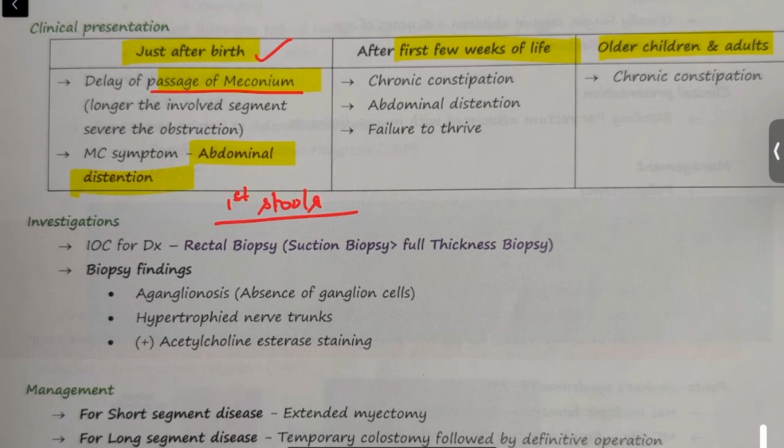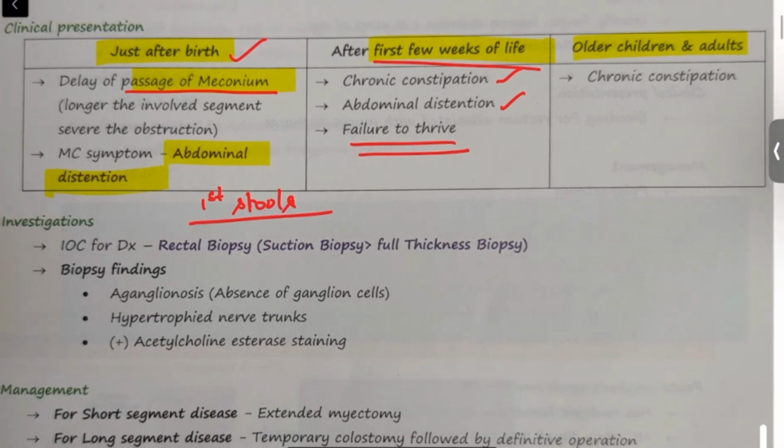Usually we assess passage of urine and passage of stools in newborns, right? If there is delay in passage of meconium or stools, then we have to look for abdominal distension. If both of these are there, then there is a high chance of Hirschsprung's disease. If the disease presents after the first few weeks of life, there will usually be chronic constipation, abdominal distension again, and failure to thrive. If it presents in older children and adults, it is basically chronic constipation.